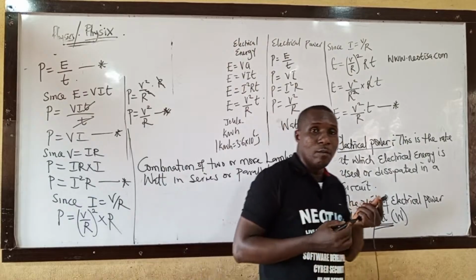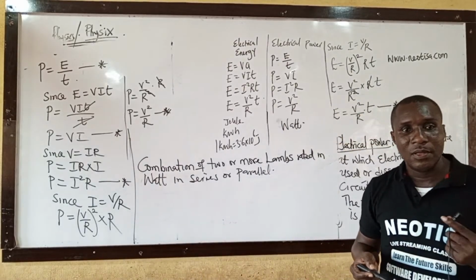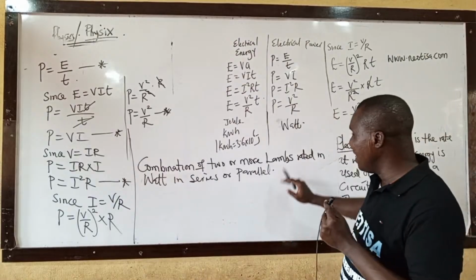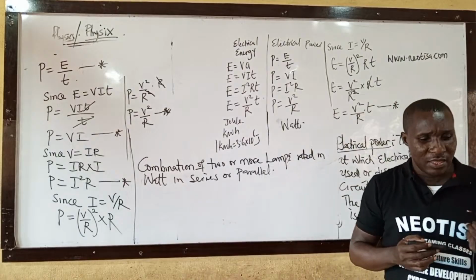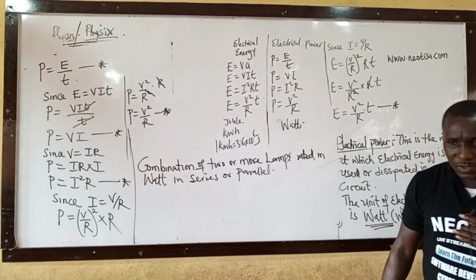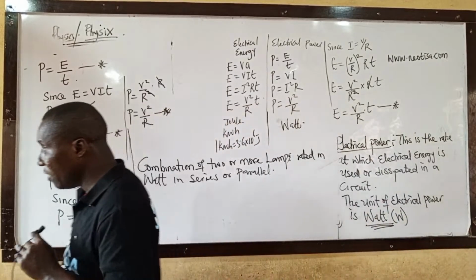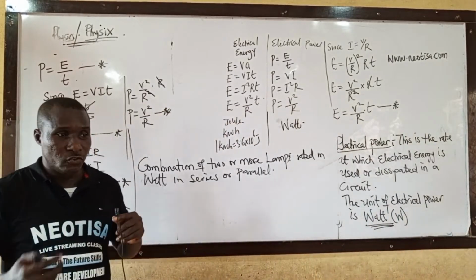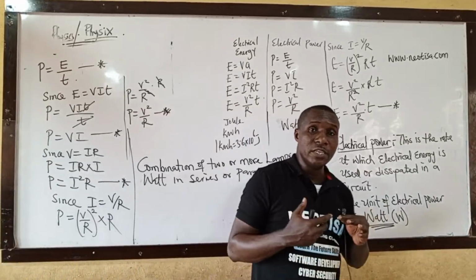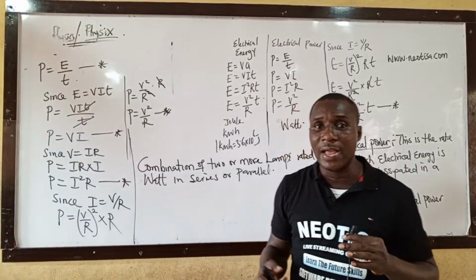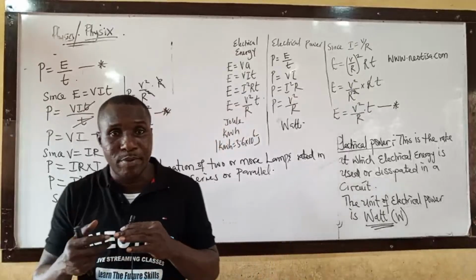When you have 2 or more lamps, L-A-M-P-S, lamps, rated in series or parallel, how do you calculate their combination of power?